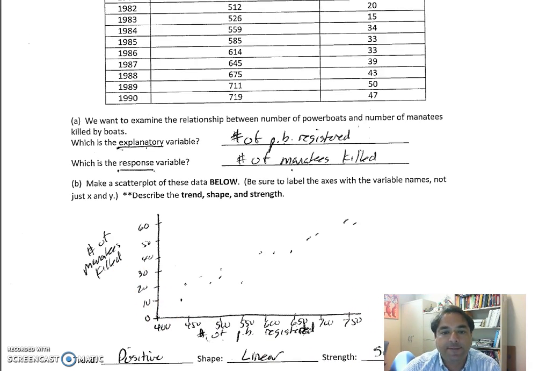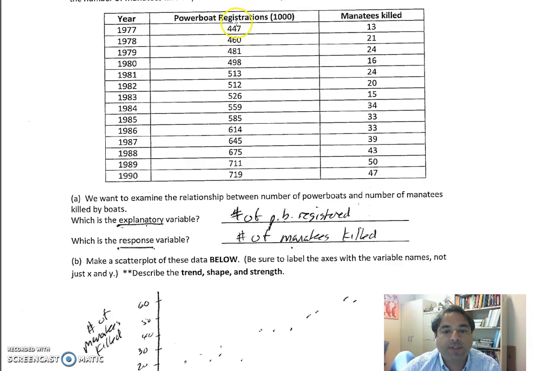So if we look at the data, the lowest powerboat registrations is 447, and the highest is 719. So not only do we need to know what to start with, we also need to know what to end with and what to count by. So I'm going to start with 400, and I'm going to go to 750. 400 is before 447, and 750 is after 719. And if I'm going to start with 400 and go to 750, I'm going to count by 50s.